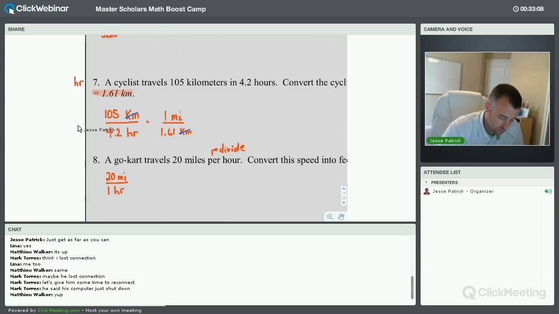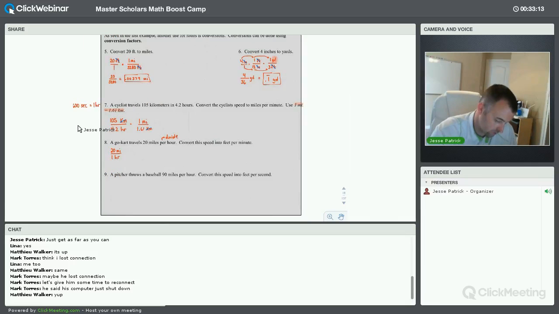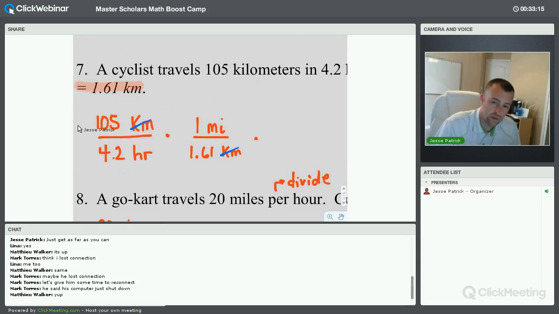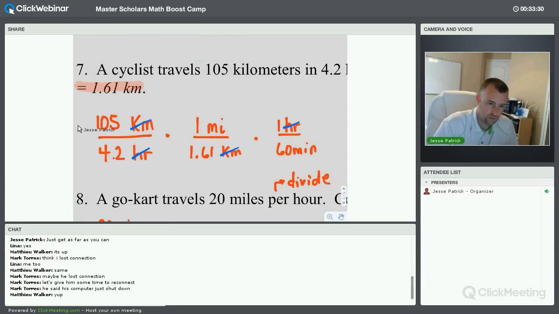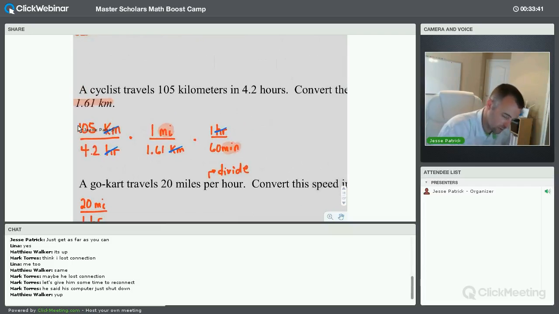The next thing I need to do is get the hours in terms of minutes. I know that there are 60 minutes in an hour. So I'm going to put 1 hour on top because I want it to cancel out with my other hours on bottom, and 60 minutes on bottom. You'll see that the hours now cancel. So what I now have is miles per minute, however many miles per however many minutes. That's what I wanted.